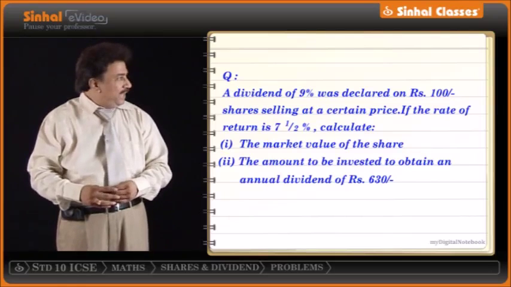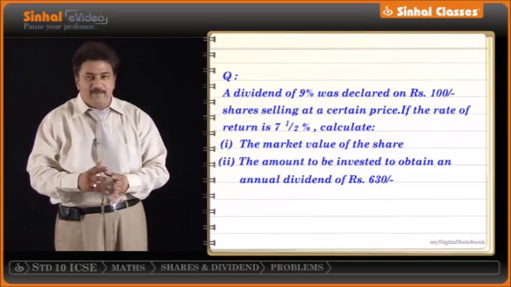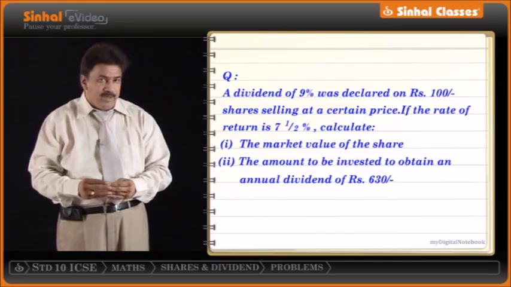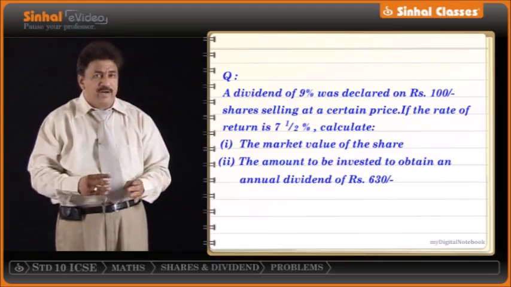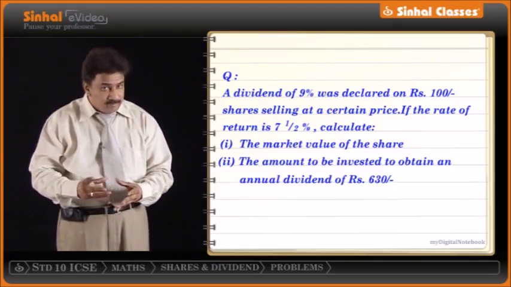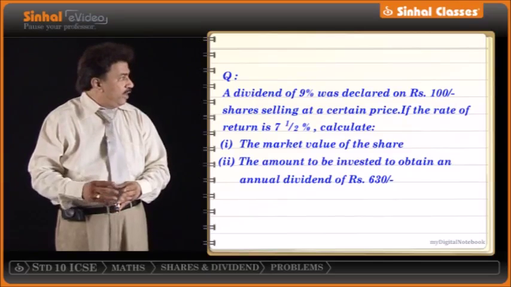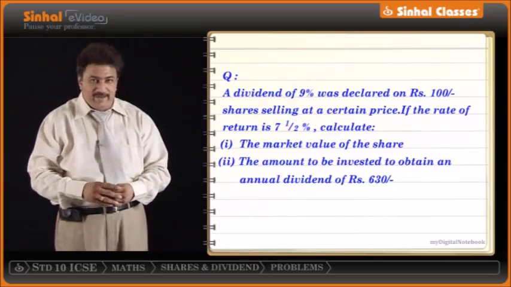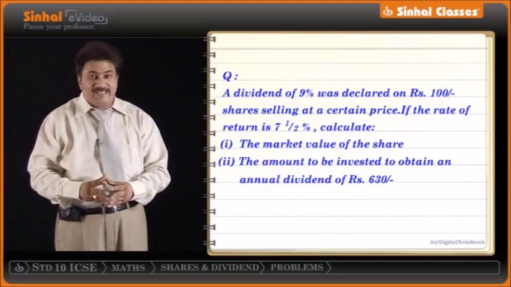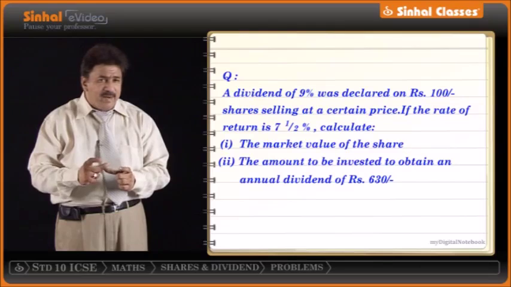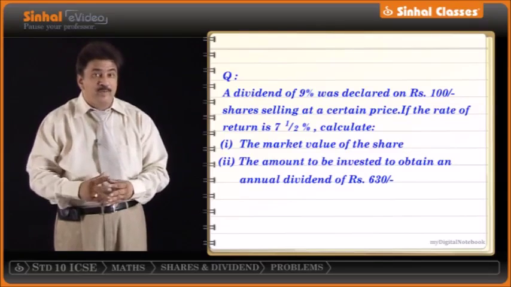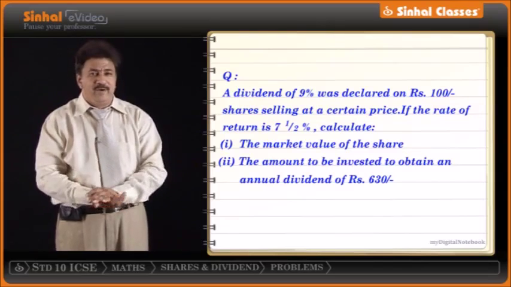What else? If the rate of return is 7.5%. So in this sum, the rate of return is given to you. In all the previous sums, we have found the rate of return. But in this sum, the rate of return is 7.5%. Find the market value of each share and the amount to be invested to get an income of rupees 630. To get an income of rupees 630, that means the total dividend required is rupees 630. Okay, we'll take one thing at a time.